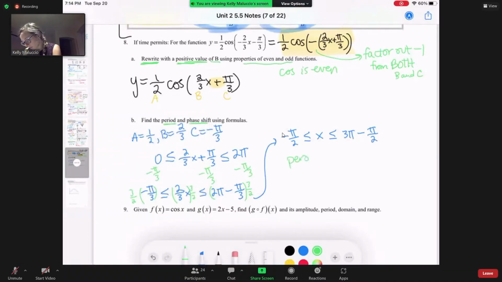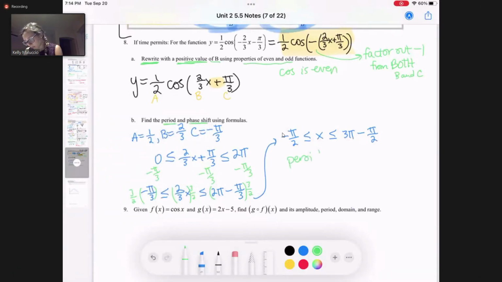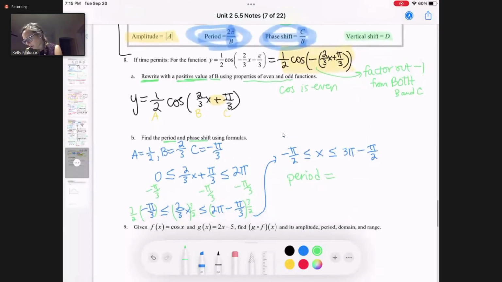So we could have just said period. Oh, period. I can't spell. Period is going to equal 2 pi over b. So 2 pi divided by 2/3, and we could check ourselves here. 2 pi, that's like times 3/2, which is 3 pi. That's exactly what we got here. So very good. We did our work correctly, right?